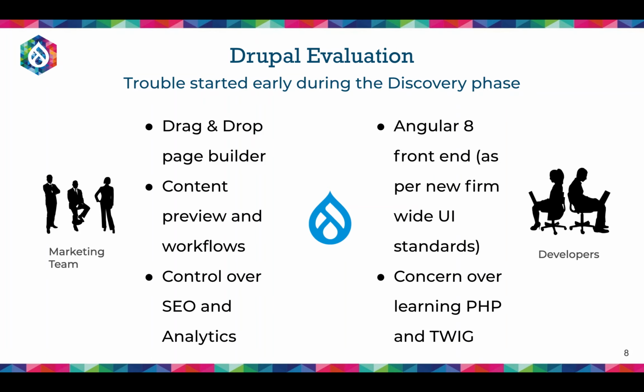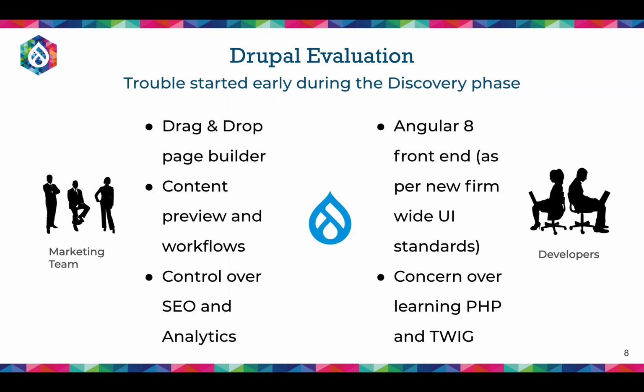So the marketing team had these top priorities, but the development team mentioned that they are looking for Angular 8 as the front end, and the main reason behind that was that Angular 8 was chosen as the choice of front end technology across the organization. So outside of this project, there were many other projects that were already leveraging this Angular 8 as their front end, and they were building and maintaining a web component library of Angular 8 components that they expected to be reused across the firm. So this was a key requirement from the development team, and they also had some concerns about.